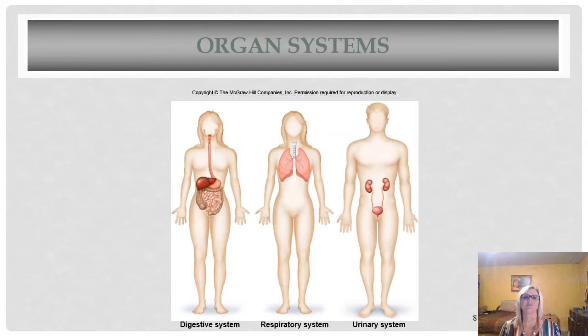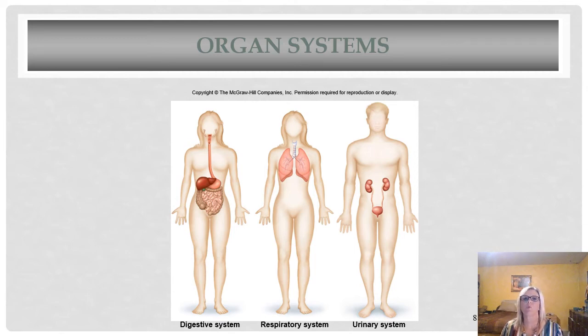Next is the digestive system. This includes the mouth, tongue, teeth, salivary glands, things like the pharynx, esophagus, stomach, liver, gallbladder, pancreas, and intestines. And the main function here is to digest and absorb nutrients, to obtain nutrients.